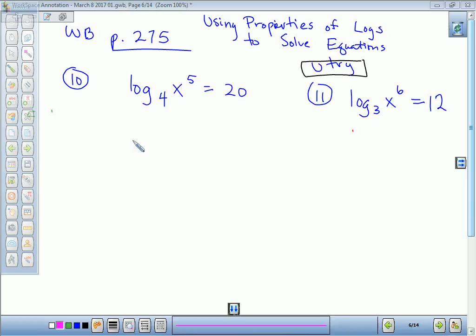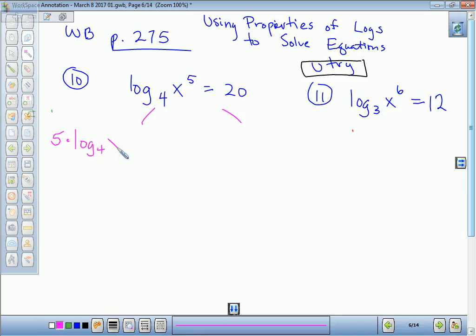We're going to use those properties to solve. So I'm going to show you two ways. There are two different methods that I'm going to show you to solve this problem. One of them is using the properties. So the properties say, I can take this power and bring it out in front and write it as multiplication.